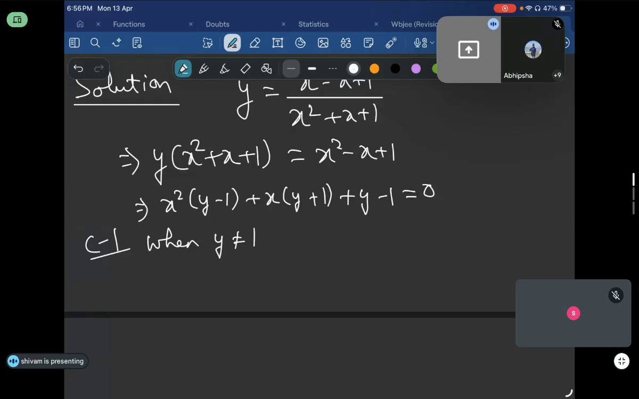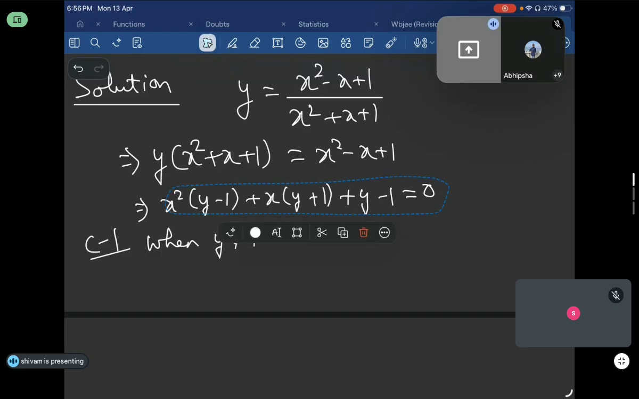Otherwise, it will become a linear, if y equal to 1. So when y is not equal to 1, what are we getting? We'll get this x square into y minus 1. It is a quadratic.